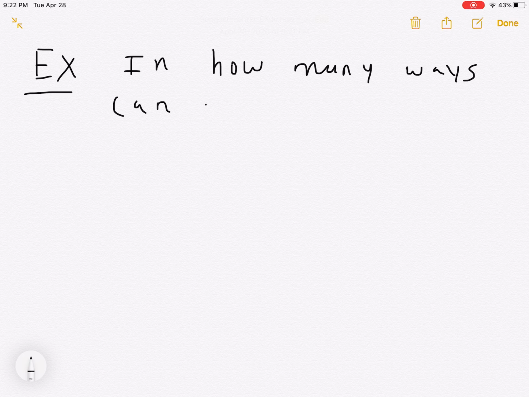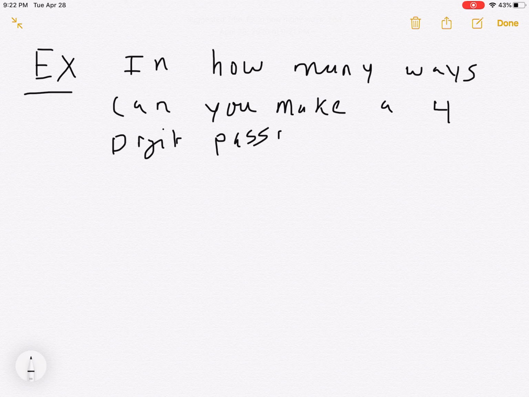Okay, so in this example, we're going to make a password. In how many ways can you make a 4-digit password? So we all have these, whether they're on our cell phone or on our email account, but these are strictly comprised of digits.